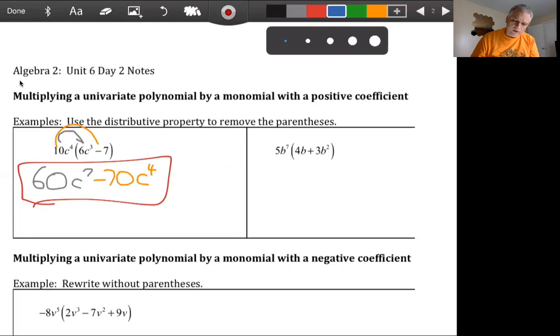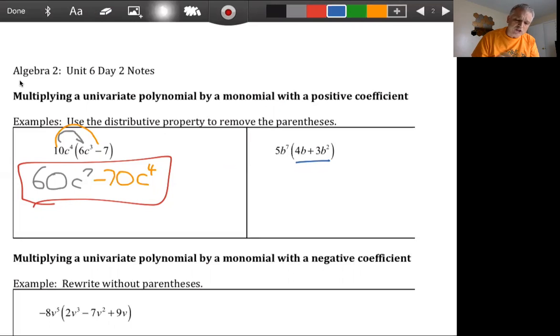Okay, so take a second and pause it if you can. All right, I'm going to go ahead and do this one. We have two terms in the parentheses, and we want to multiply each of those terms by the term outside the parentheses. So we're going to take 5b to the 7th, and we're first going to multiply it by 4b. How do we do that? We take 5 and multiply it by 4. So coefficient, which is the number in front of the letter, times the other coefficient. So 5 times 4 is 20.